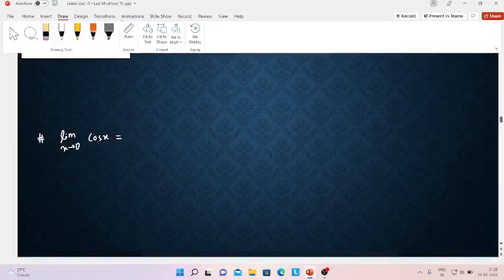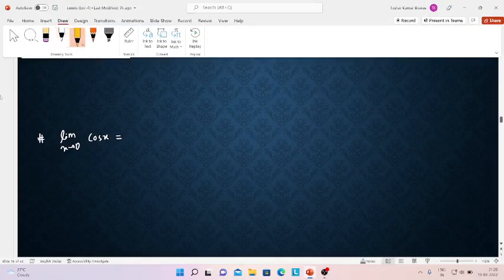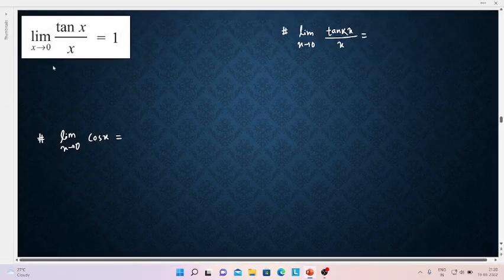Okay, let's move to another formula. This is also a very interesting formula, which is limit x tends to 0 of tan x upon x is equal to 1, right? So this x and this x should be the same, and for tan x upon x type of form, when x tends to 0, that particular thing will tend to 1, I mean equal to 1, right?